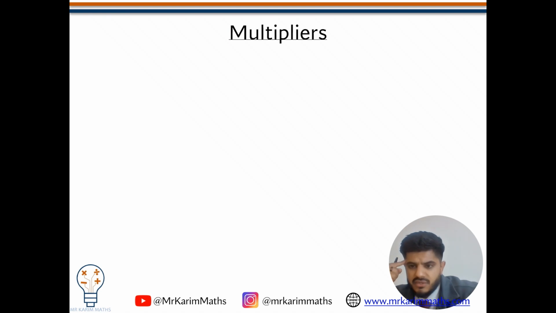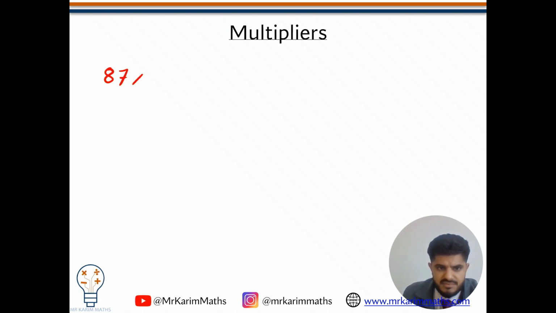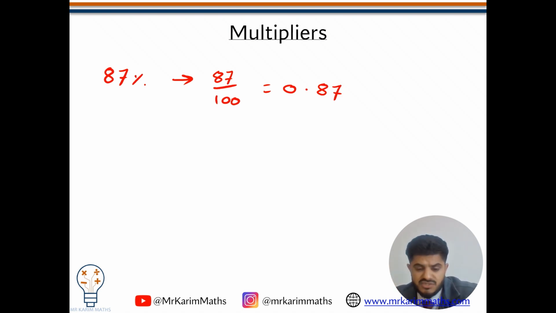Now, before we actually get onto the calculation, what I want to teach you first is multipliers. If you've seen my video on finding the percentage of amount, you'll know that a multiplier is the number we multiply by to work out the percentage. So let's say, for example, you've got 87%. Percent means out of 100, so 87% is the same as saying 87 out of 100, which simplifies to, as a decimal, 0.87. That's fine if it's just a percentage of an amount.